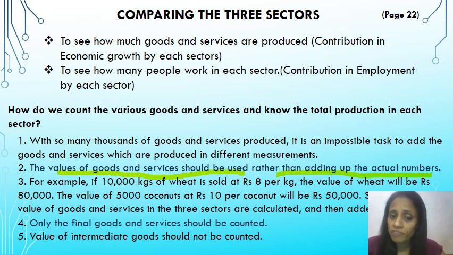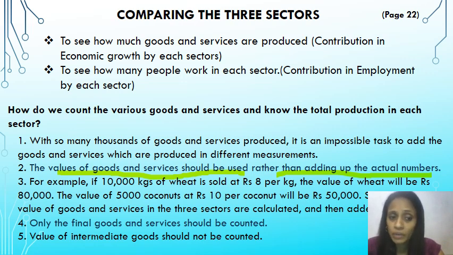10,000 kgs of wheat produced and it is sold at rupees 8 per kg. So what is the value of the wheat produced in the economy? 80,000 rupees. And 5,000 coconuts produced at rupees 10 per coconut. So what will be the value of coconuts produced in that economy? 50,000. So what will be the value of total production in that economy? That is 80,000 plus 50,000, that is 1,30,000.